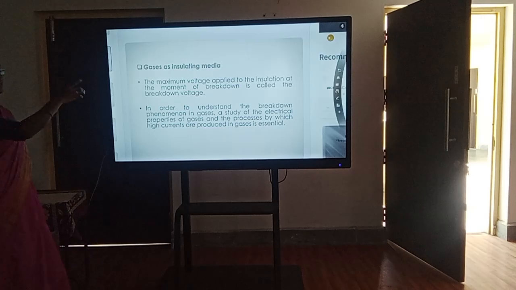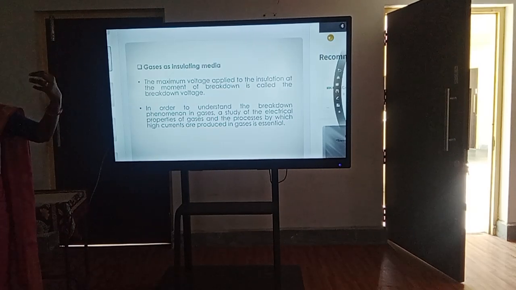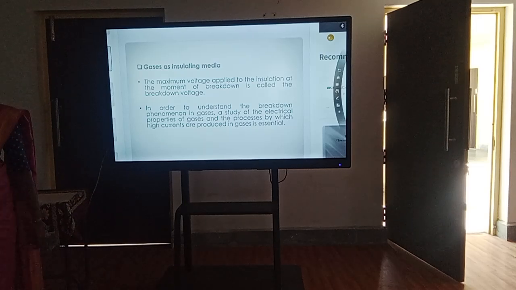So what is happening? The moment the breakdown occurs, that is said to be the breakdown voltage. It is the maximum voltage where the insulator loses its property, where the electrical breakdown occurs. The same situation will happen: the insulator should lose its property. Under that condition only, we have applied some voltage. That maximum voltage is said to be the breakdown voltage.